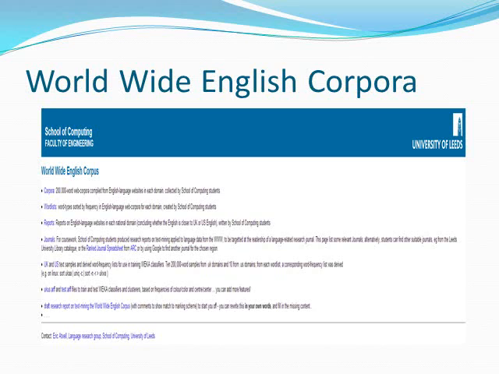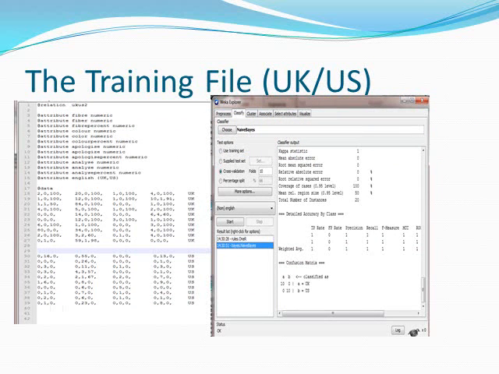And here's a screenshot of the Worldwide English corpus, where we got most of our test data file and what we used to create our sample. This is the training file, which we used for Weka to train it so that it can distinguish between UK and US English.